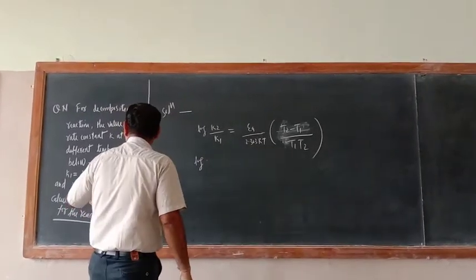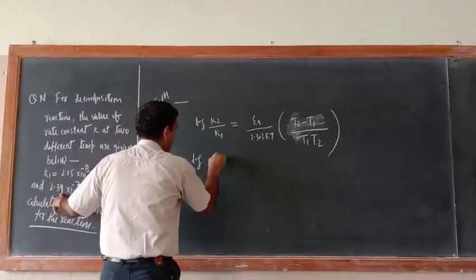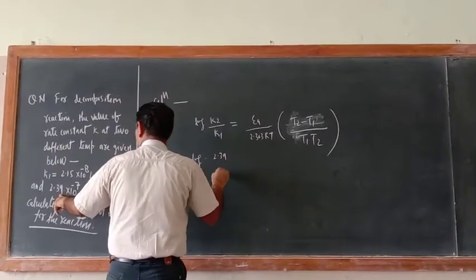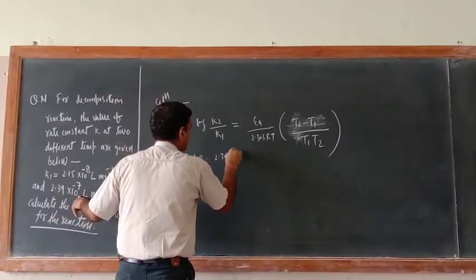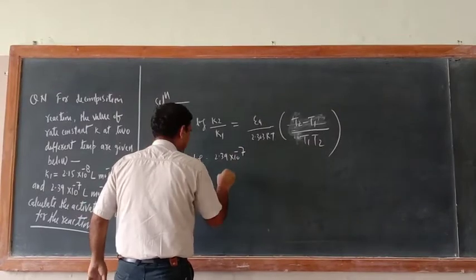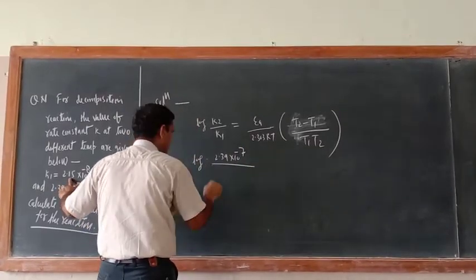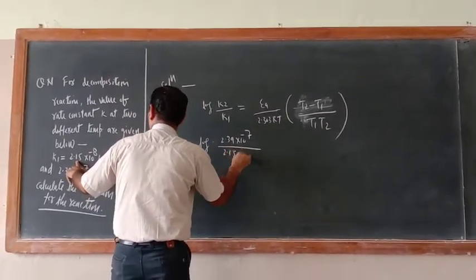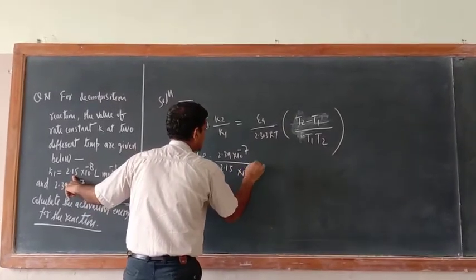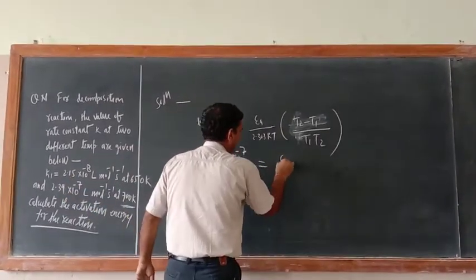Log K2 by K1 value is 2.39 into 10 raised to the power minus 7 divided by the K1 value, which is 2.15 into 10 raised to the power minus 8. EA we have to calculate.